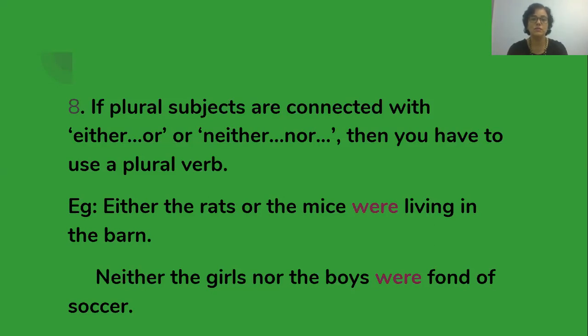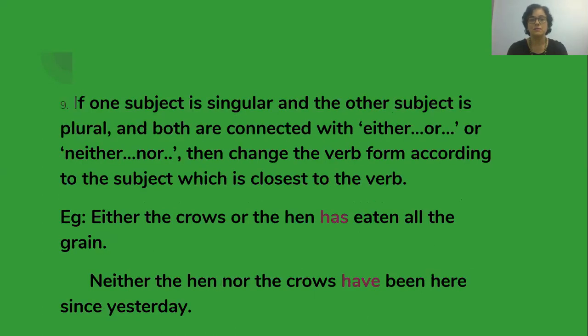For example, the first example, either the rats or the mice were living in the barn. You're talking about both of them, both the rats and the mice. Second example, neither the girls nor the boys were fond of soccer. Again, you're talking about all the girls and all the boys separately, but all the girls and all the boys, it's plural. Okay?